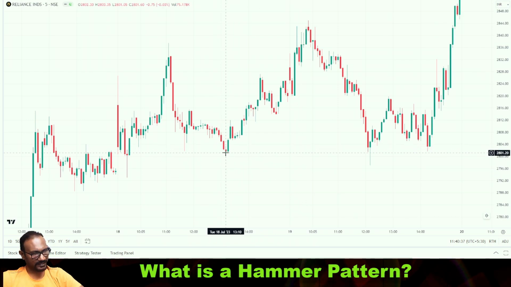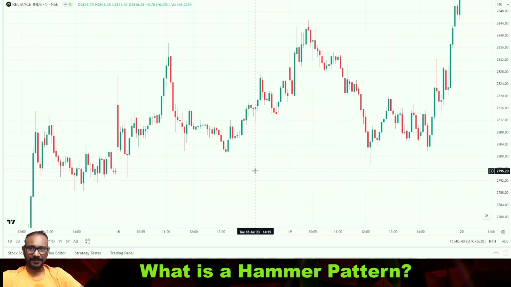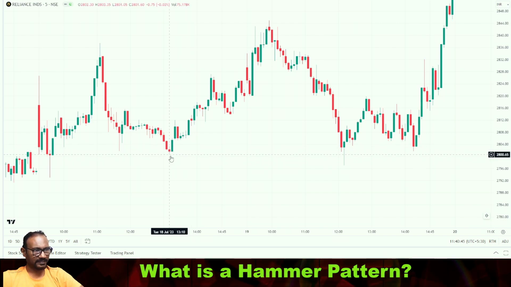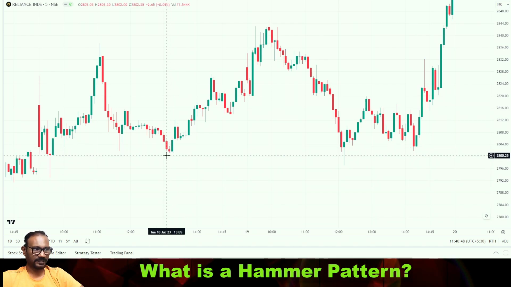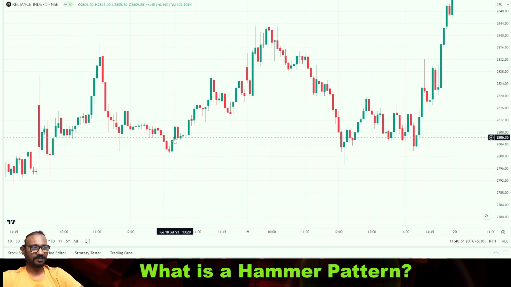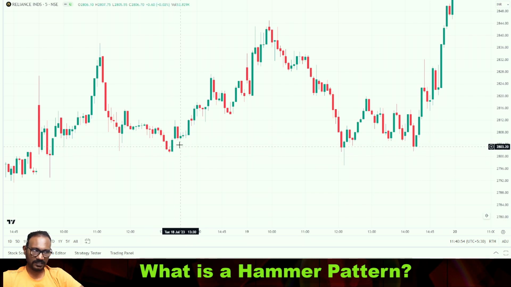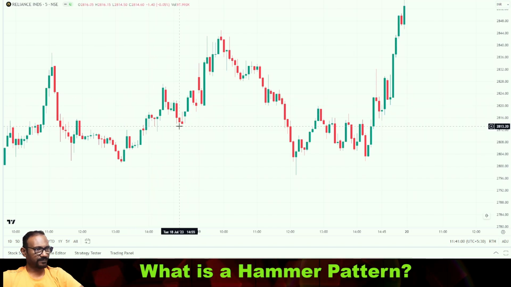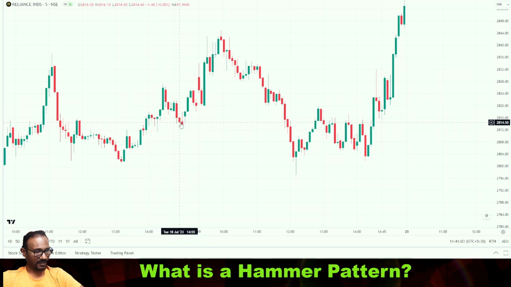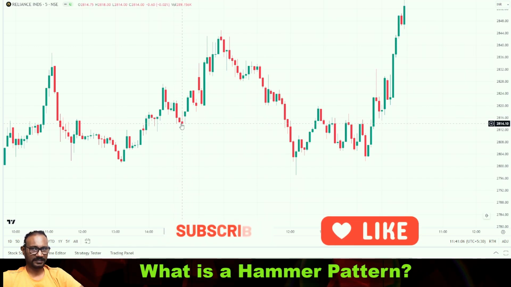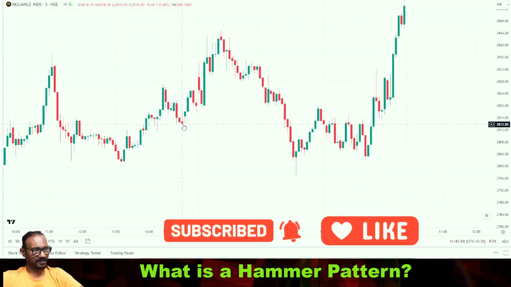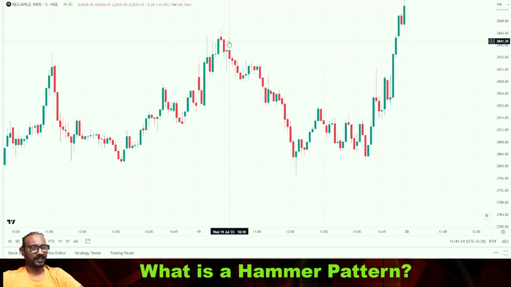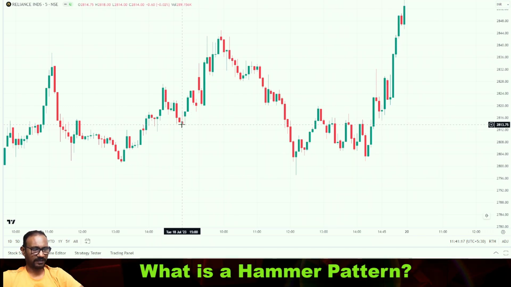Can I call this red one a hammer? Absolutely not, because the body and the wick are all of the same length and it has not pierced through. It's just a small indecisive candle, and then there is a significant momentum candle over here. So this is again not a hammer. So where else can we see? Is this a hammer? This is another pattern. We will talk about it in another video. But this is not a hammer because the trend is an uptrend and then it has just got some retracement, but then it continued to rally up. So again, you don't have the conditions met.